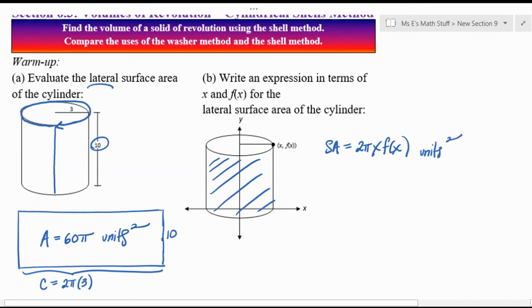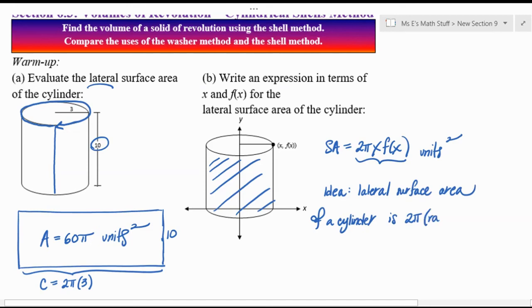But the point is that this part makes sense: the lateral surface area of a cylinder is 2 pi times your radius and then times your height. And sometimes we might have function rules in place of radius and height. So that's the idea at this point. If you're okay with that, then it's time to move on.